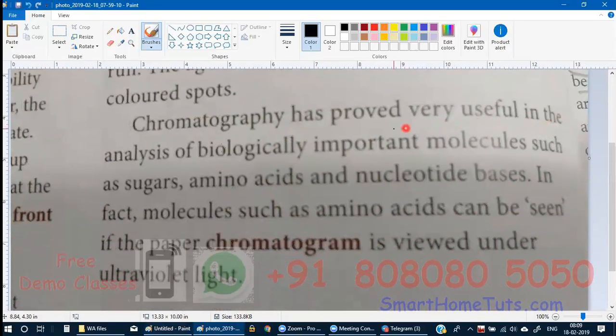Chromatography has proved very useful in the analysis of biologically important molecules such as sugar. Okay, what is your question over here? One second.